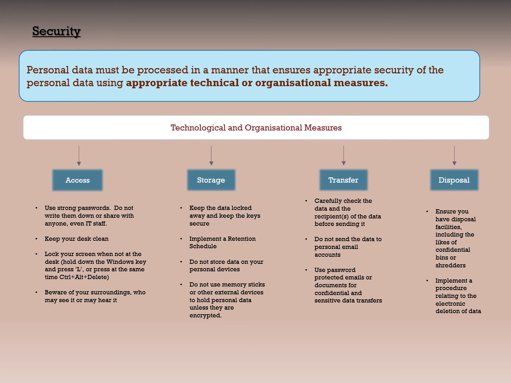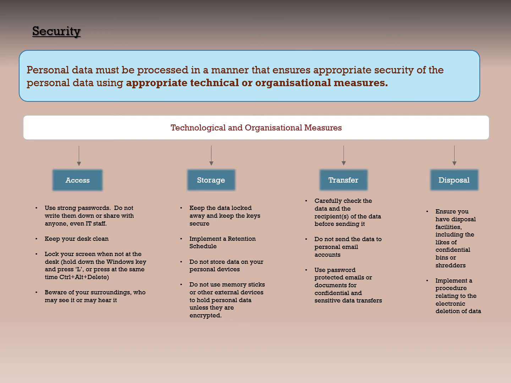When it comes to sending letters and so forth, be mindful of when you need to mark it up as private and confidential. And disposal, ensure that there's facilities available. It might be shredders, it might be confidential waste bins, and ensuring that somebody comes to collect that. And if you are thinking of electronic deletion, then you should think about the procedures of what deletion looks like and what you're deleting and why you're deleting it.